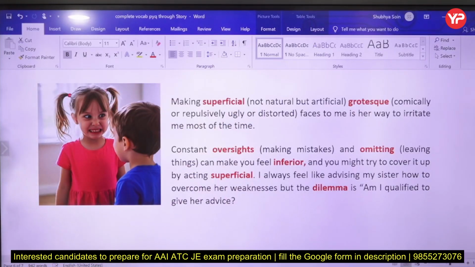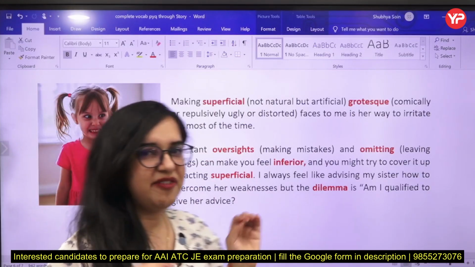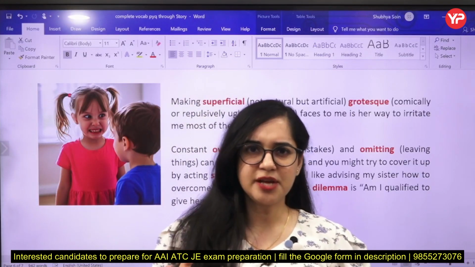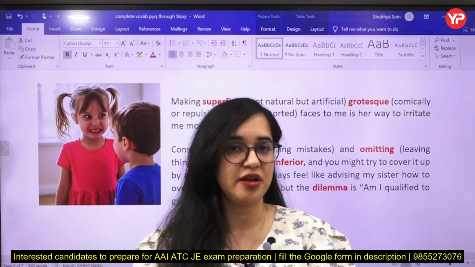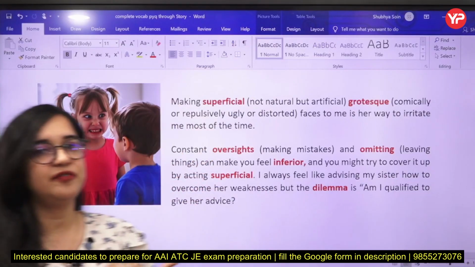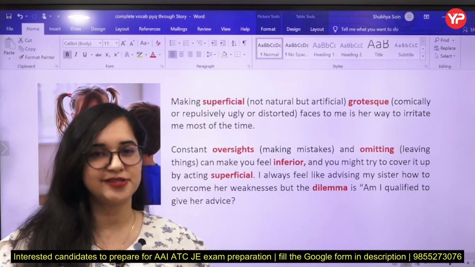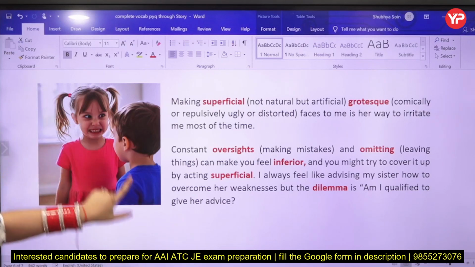Grotesque faces to me is her way to irritate me most of the time. Grotesque is very ugly faces. So sometimes my sister is making grotesque faces, that is ugly faces in front of me, right? So they are not the natural ones. Obviously she makes them artificially. Sometimes she extends her eyes, takes her tongue out of her mouth. So these are the grotesque faces.